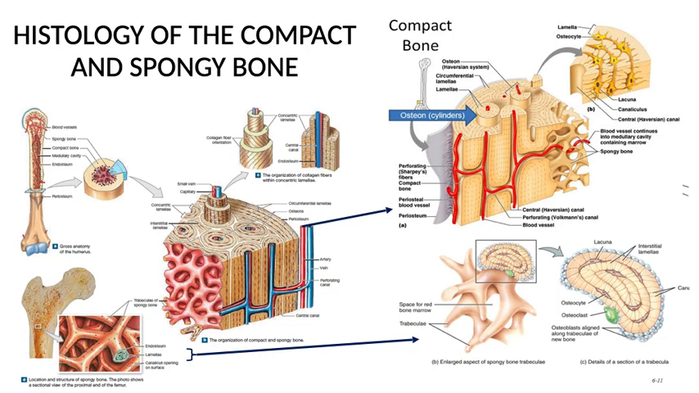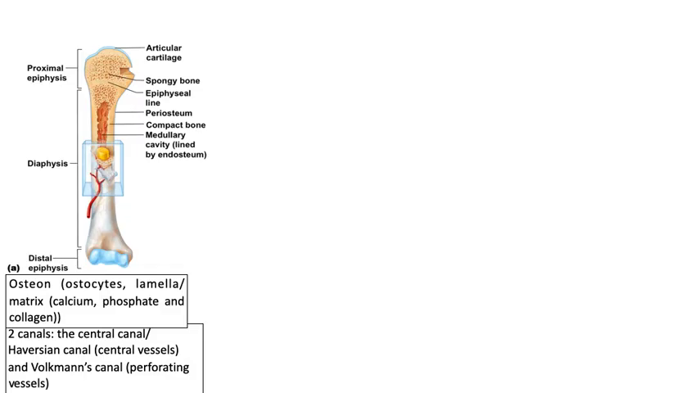And also on the external surface of the spicules or trabeculae, you can see a layer of cells. They are osteoblastic cells, and they are referred to as the endosteum. Sorry.